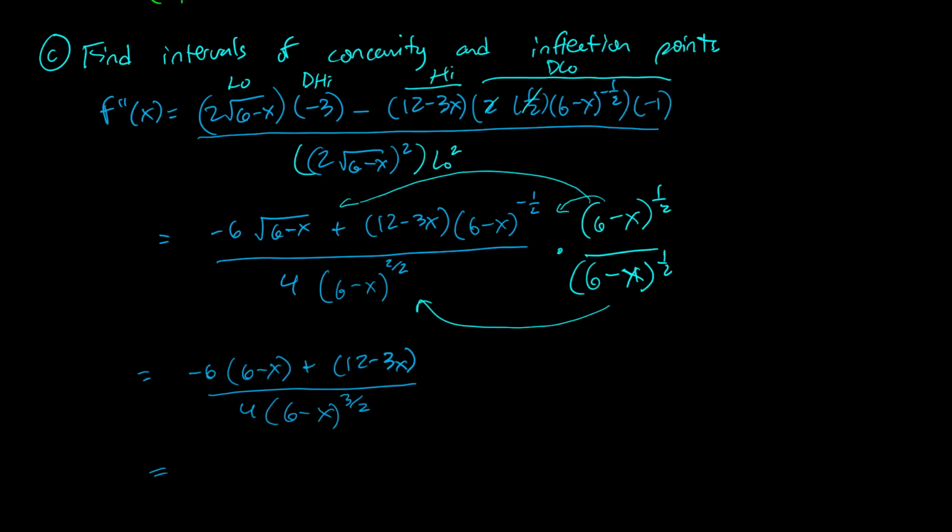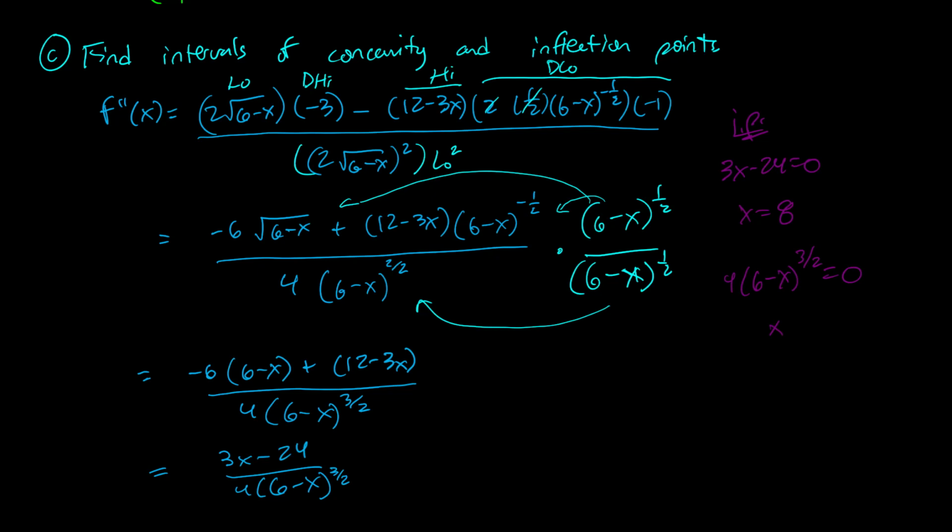And so I can finally bring that together once I do all my arithmetic, and I end up with 3x minus 24 over 4 times 6 minus x to the 3/2 power. So to find my inflection points, it's basically like finding my critical points from the previous section by setting the numerator of my derivative equal to 0, and that will give me x equals 8, and then the denominator of my second derivative equal to 0. That's where my second derivative is undefined, and we get x equals 6, but we kind of knew that was going to be a problem anyway.